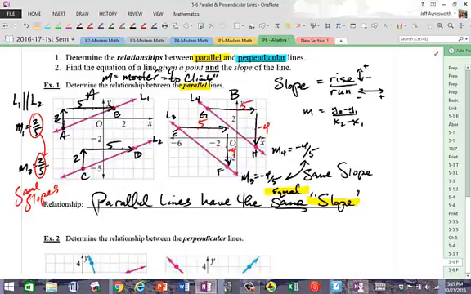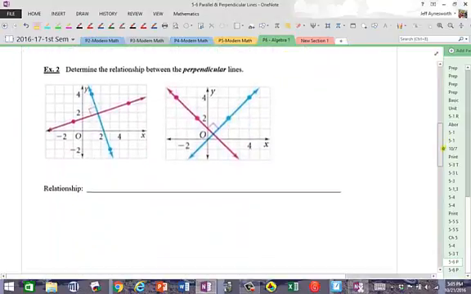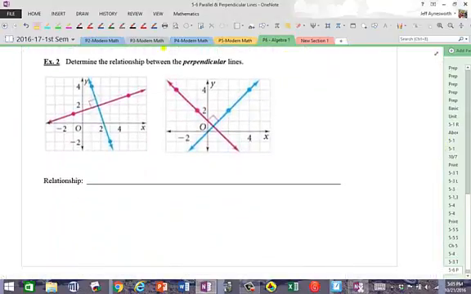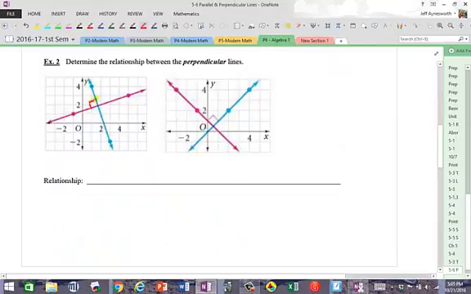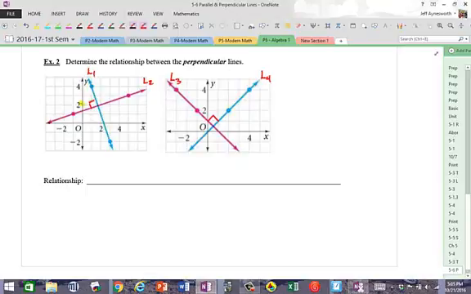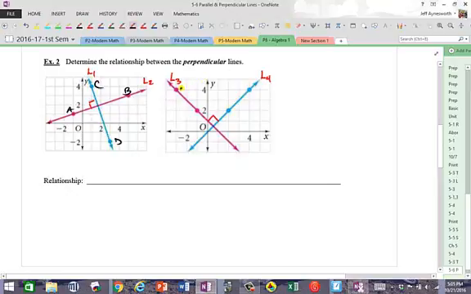That's relationship number one. All right, so let's discover relationship number two. So what's going on with these perpendicular lines? These are given to be perpendicular. So L1, L2, L3, and L4. Let's figure out the slopes. So on this graph, let's label A, B, C, D, E, F, G, H. So we can talk about them.